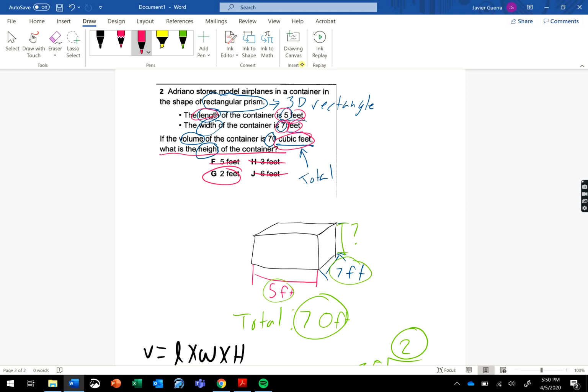If you know the formula for volume, you'll be able to find it.